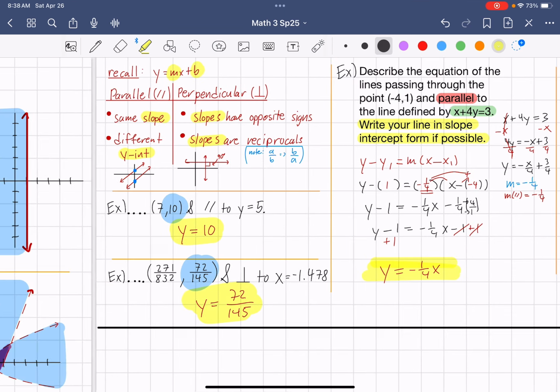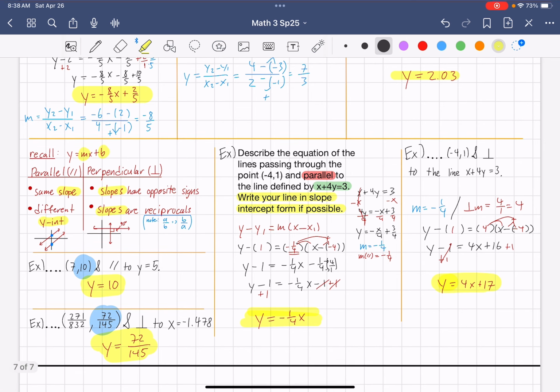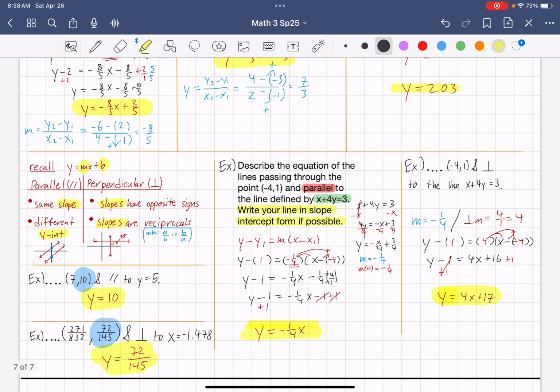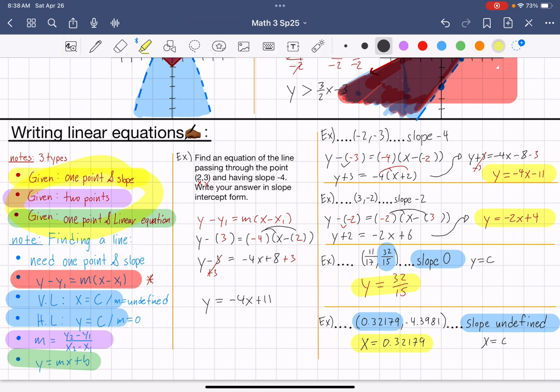So try these. You can rewind it. If I went too fast, let me know. But these are the 3 types of writing linear equations. And again, the main one you use a lot later on is this first one, which was really nice. The one we probably did the most work for. But, okay.